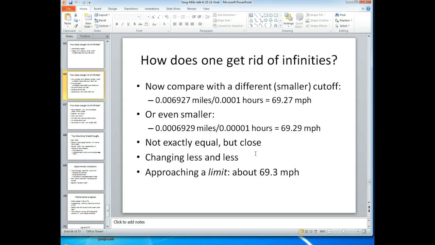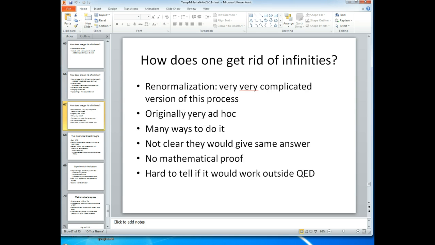I guess you could do it in a more perverse way, but there are many ways to try to remove these infinities, much more complicated analogs of what I showed with the speed. It's not really clear that they give the same answer before you actually try them out. Definitely no mathematical proofs for most of this kind of stuff. And in the late 60s, it was hard to tell if this would work outside quantum electrodynamics. There were some real big reasons to suspect that it shouldn't work.